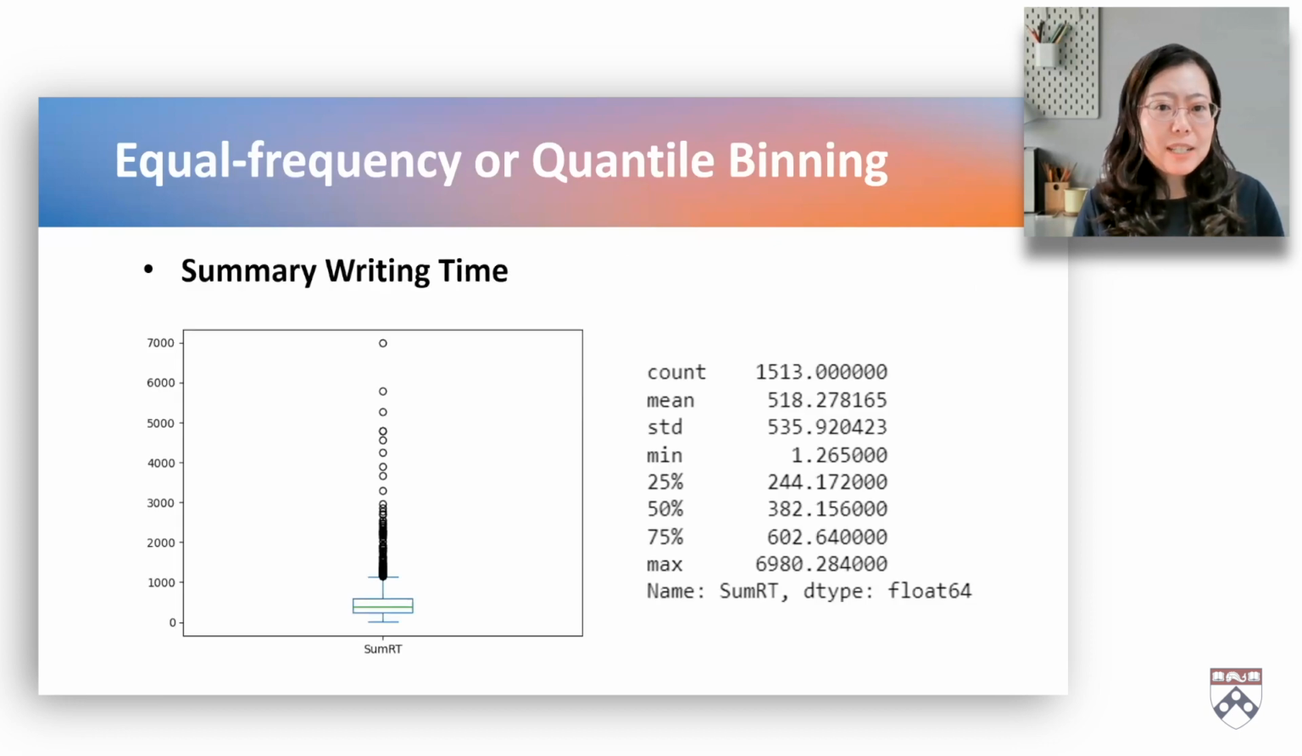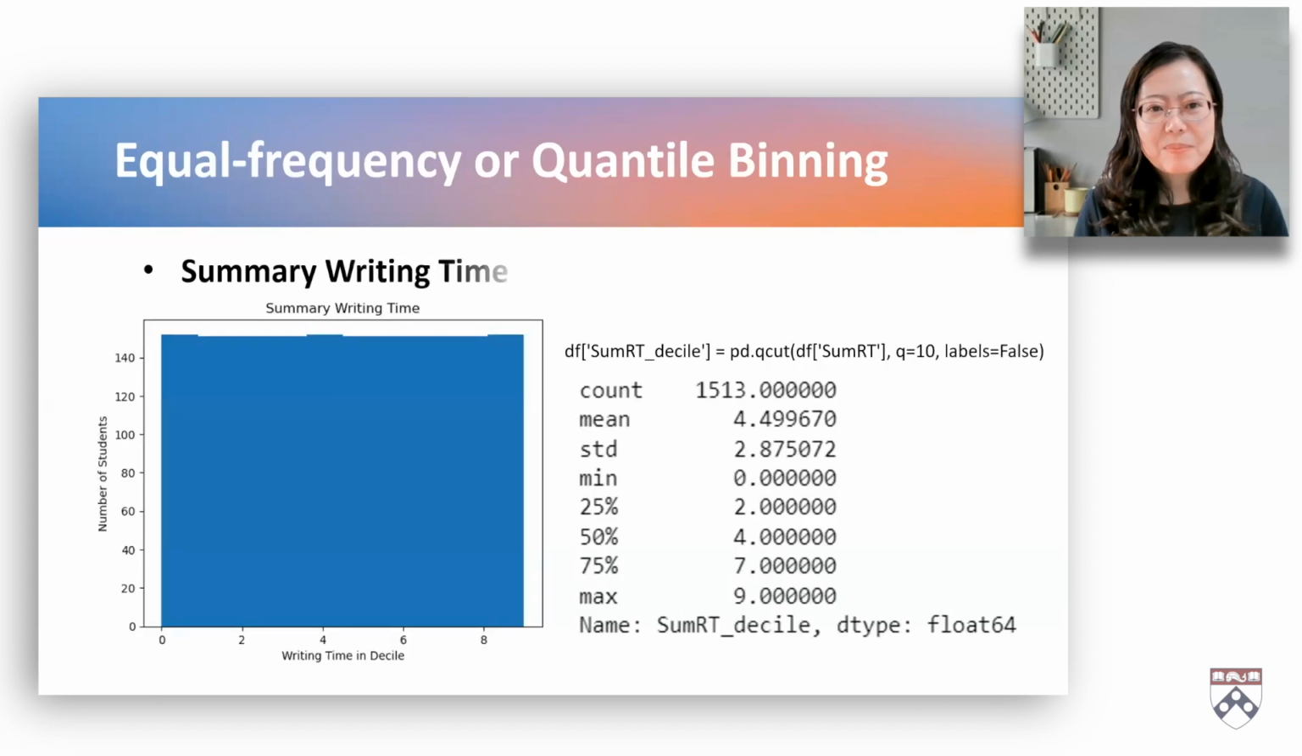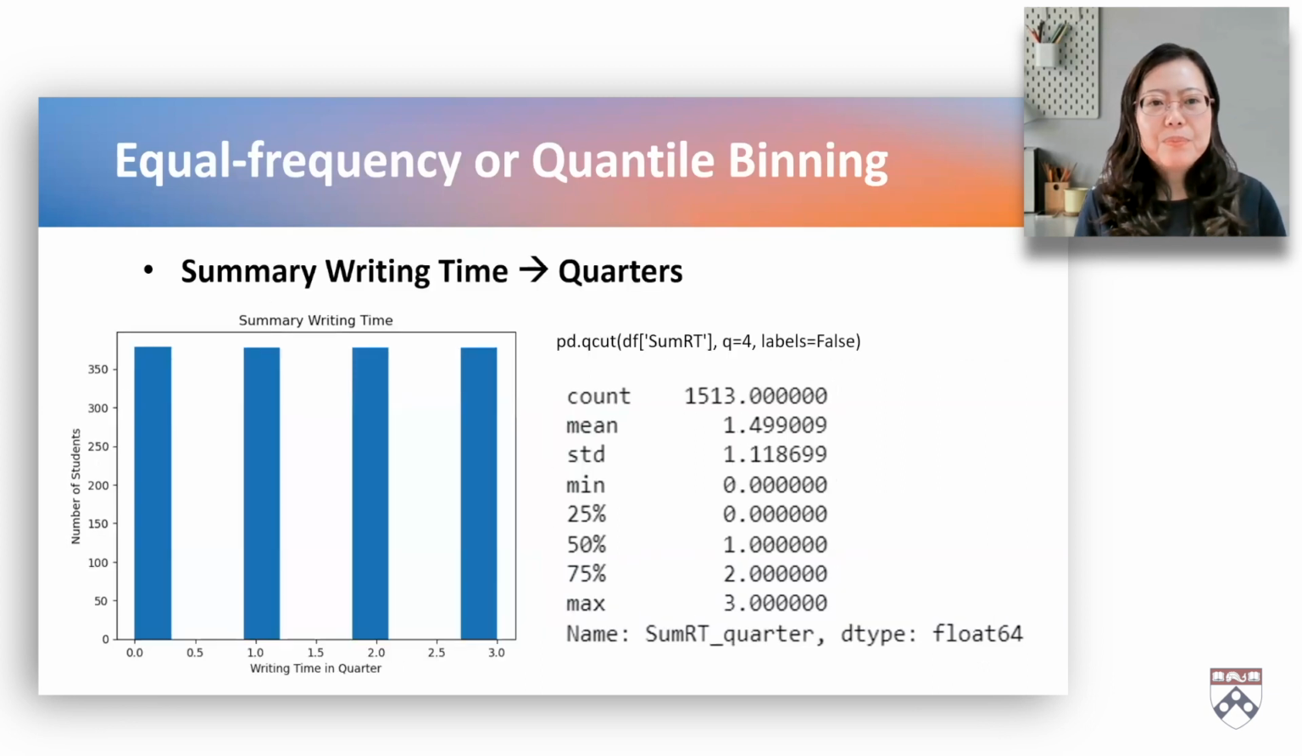This is the summary writing time variable, a positive skewed distribution with sparse data after 3,000 seconds. We can divide the summary writing time into 10 equal parts, called deciles. Each part represents 10% of the total. We can also divide it into 4 equal parts, called quartiles. Each part represents 25% of the total.